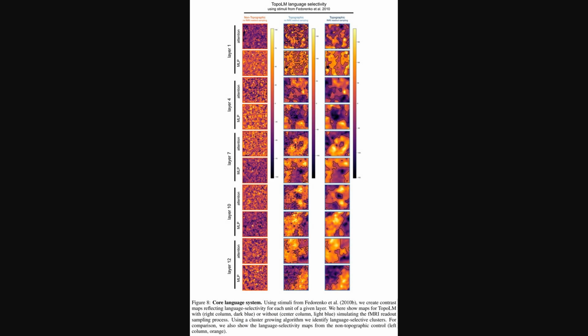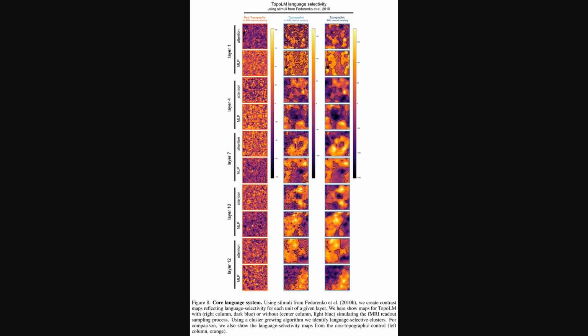Okay, so knowing that performance isn't really harmed, let's look at Figure 8, which visualizes the core language system within the models. It shows language selectivity maps across different layers. You can see the non-topographic model on the left, then TopoLM in the middle, and TopoLM with simulated fMRI sampling on the right. Notice how much clearer the language selective clusters become in TopoLM, especially after that simulated fMRI smoothing compared to the baseline.